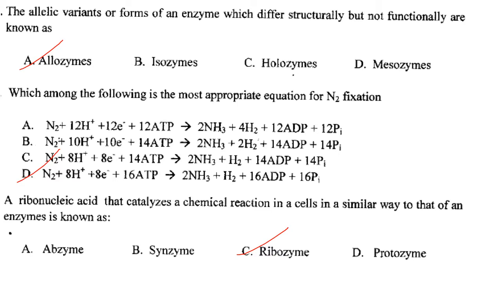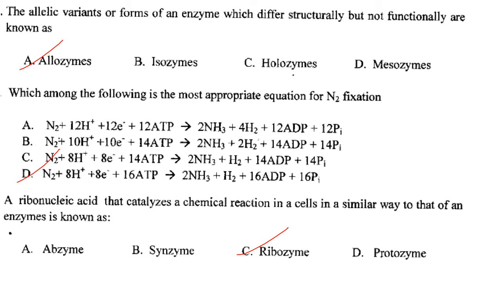Then next one. The allelic variants or form of an enzyme which differ structurally but not functionally are known as allozymes. Answer is option A. Isozymes are enzymes that differ in amino acid sequence but catalyze the same chemical reaction. And holoenzyme, it is a complete functional enzyme which is catalytically active. And holoenzyme consists of apozyme together with its cofactors.